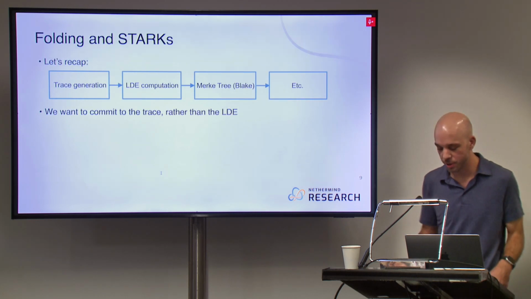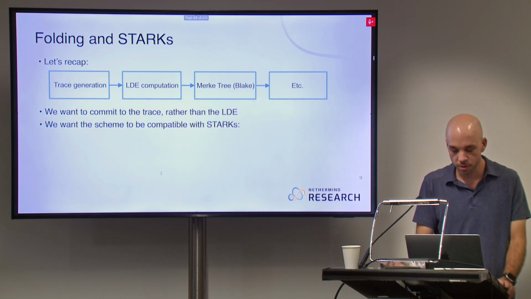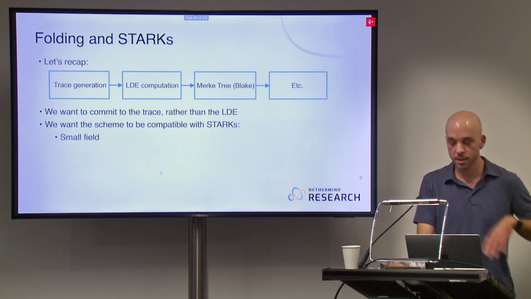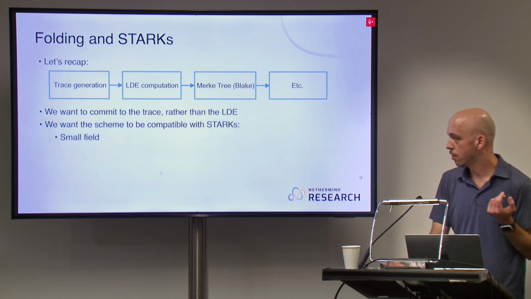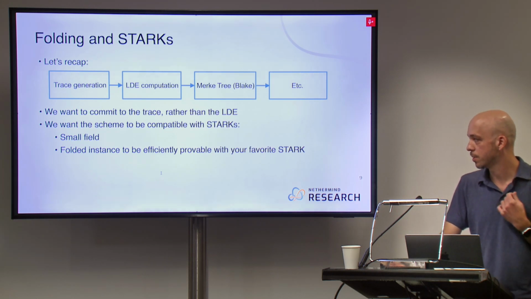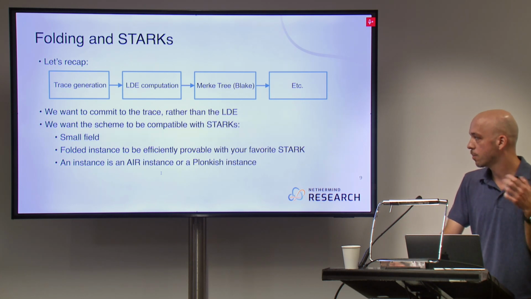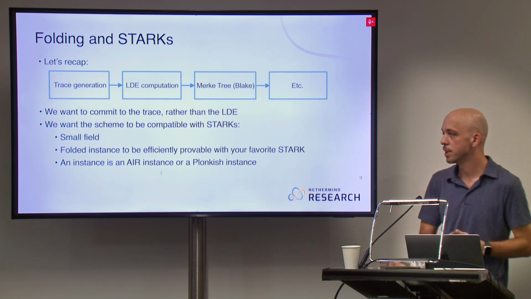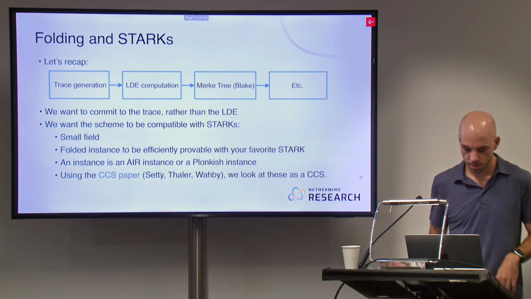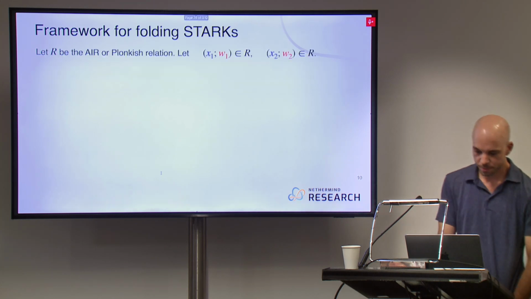Okay, so let's recap what we want to do. We want to commit to the trace, not the low-degree extension. We want the folding scheme to be compatible with Starks. And this means that we want to work over small fields. We want the folded instance to be efficiently provable with a Stark. And since we are working with Starks, we want our instances to be AIR or Plonkish instances. And I'll come back to CCS later.